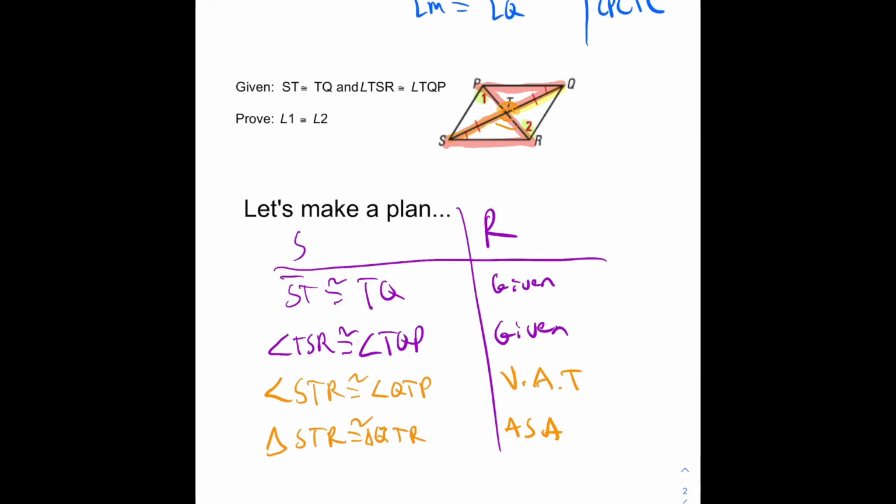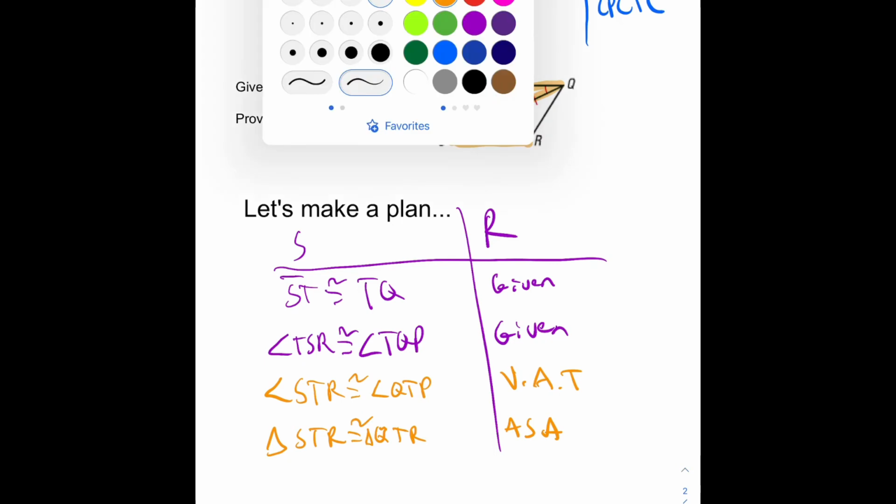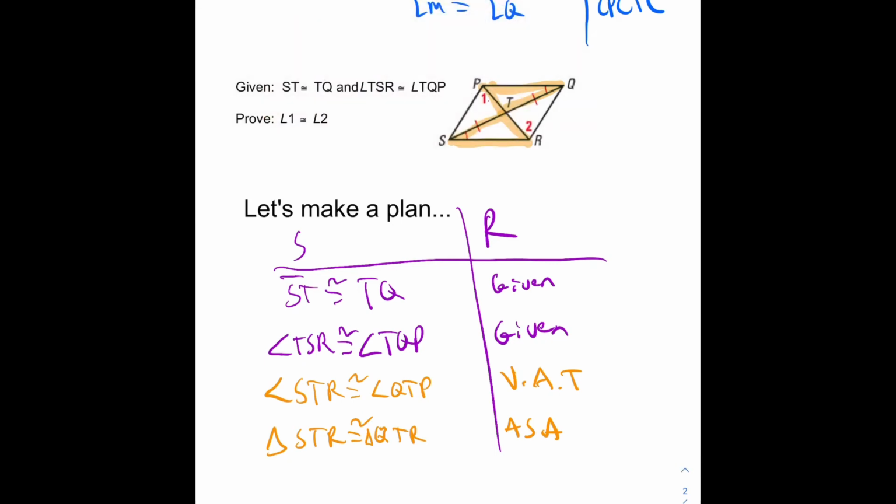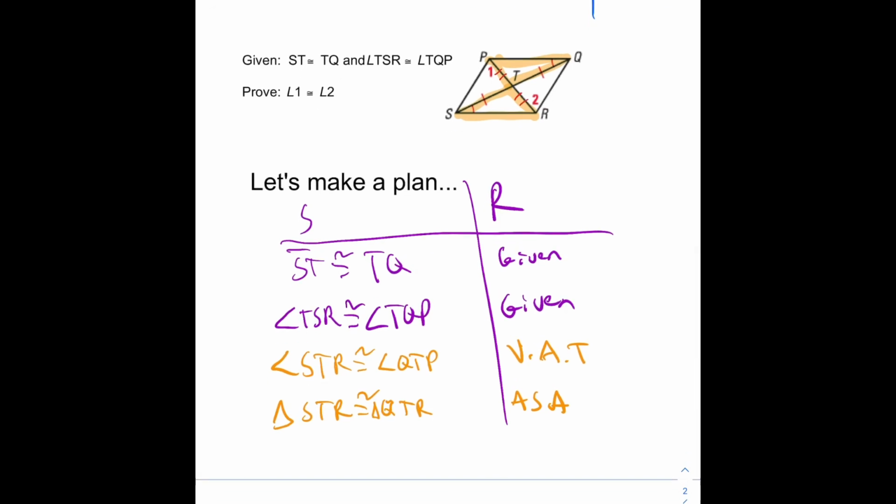And because that's true, I'm going to erase some stuff. Because I proved that those triangles were congruent, all parts of those triangles are congruent. So now I'm going to say that this part of the triangle is congruent to this part over here. So we can say that PT is congruent to RT due to CPCTC.